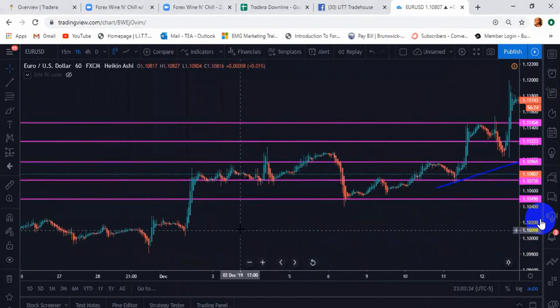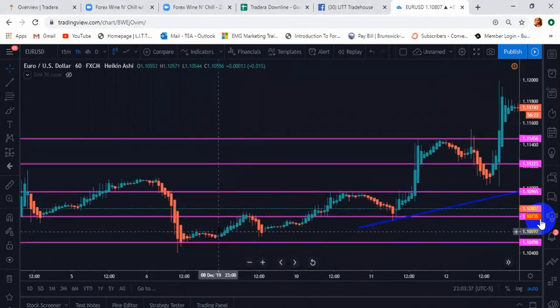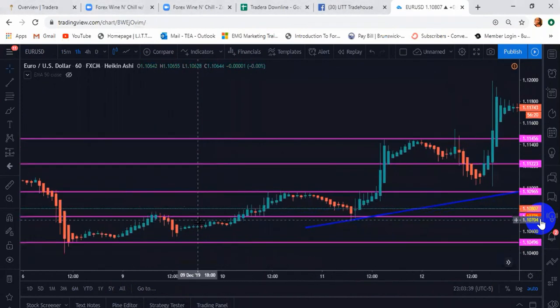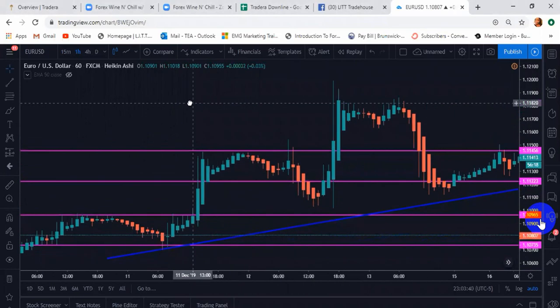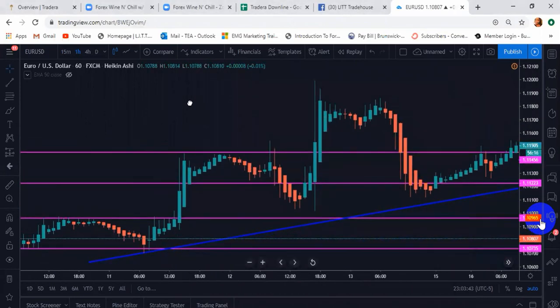But as you grow, you've got to use zones if you use zones. You've got to use your fibs if you use fibs. You've got to use trend lines if you use trend lines. Whatever. Again, remember those flavors I was talking to you about.